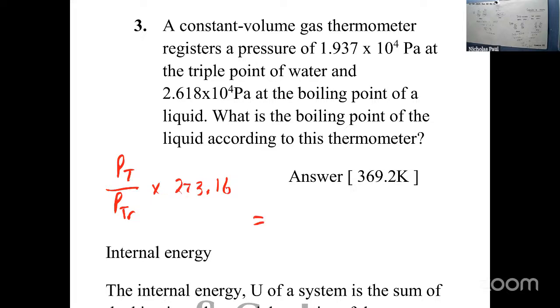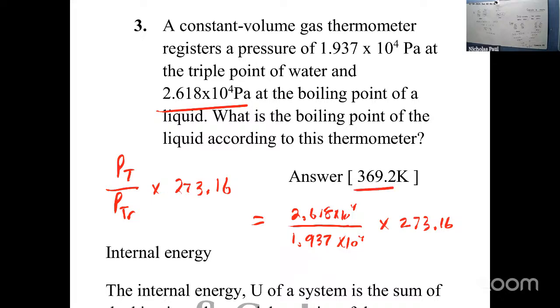Try it there. Which pressure is the pressure at the triple point? 1.937 by 10 to the 4. And the pressure at the boiling point is here, 2.618 by 10 to the 4. Then multiply that by 273.16. Work it out, you should get it.